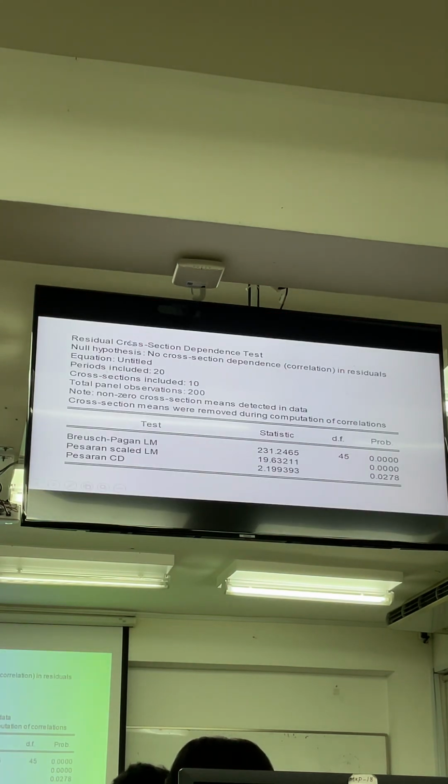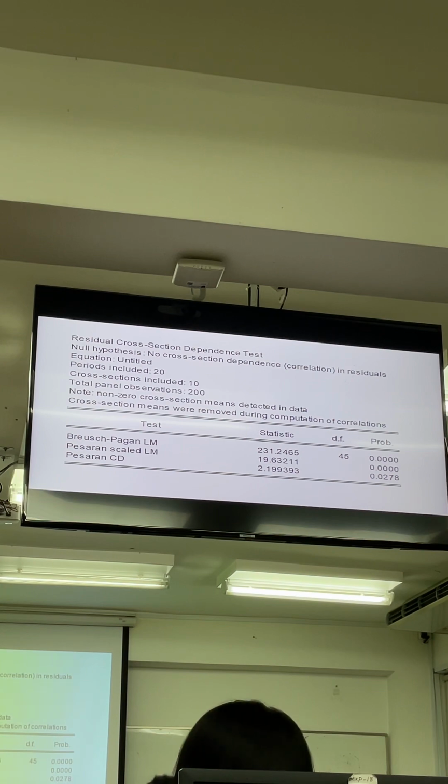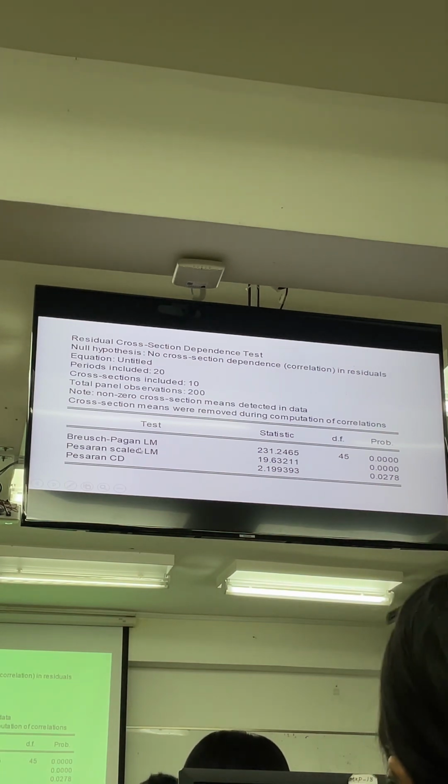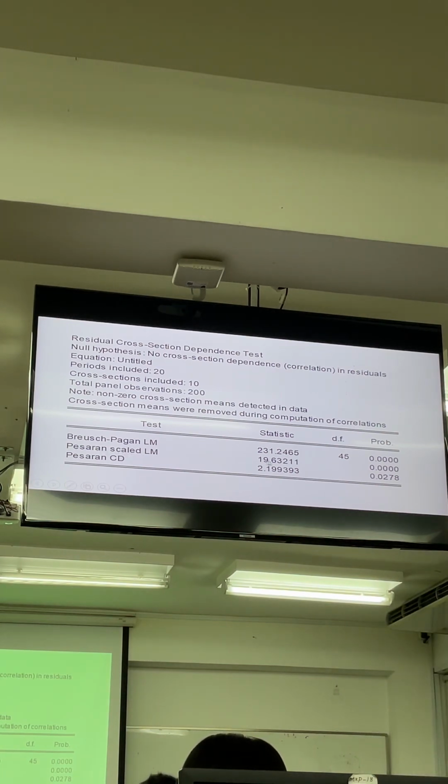So what is the hypothesis? No cross-section dependence in the residual, as the null. Because it's a diagnostic test, we should be aware of what my hypothesis is. Then you can see the conventional test, Breusch-Pagan LM test with the statistic 231.24, degrees of freedom 45, p-value is significant. Then how about the Pesaran scaled LM? This scaled one is 19.6, also significant.